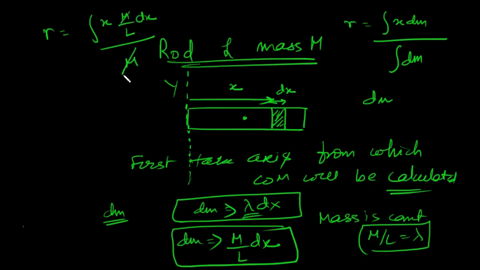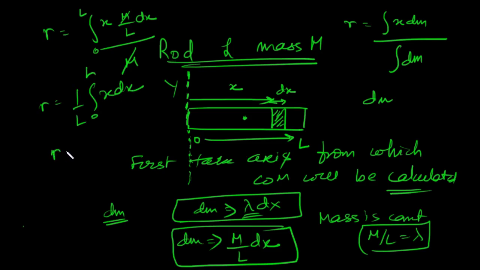m is constant, this goes out, and x will go from 0 to l. Why? Because we are calculating from axis y. So x will go from 0 to l. So integral 0 to l, this 1 by l comes out, x dx, and integral of x dx is x square by 2, and r would be equal to, putting limits, we get L square by 2, L gets cancelled, so it is L by 2.